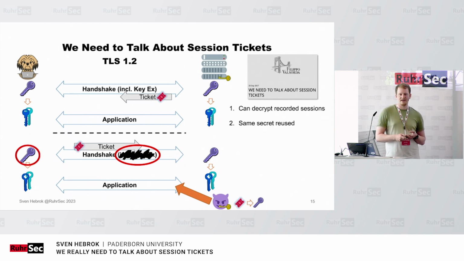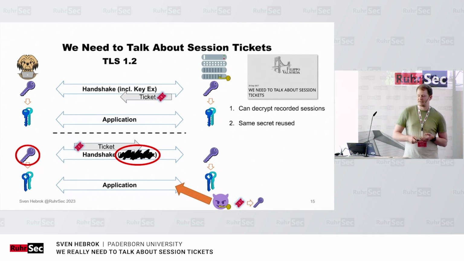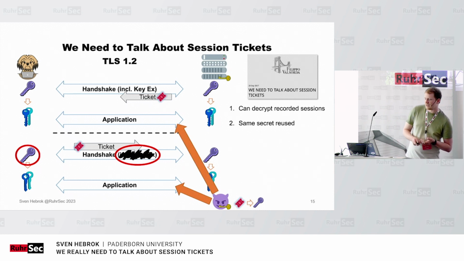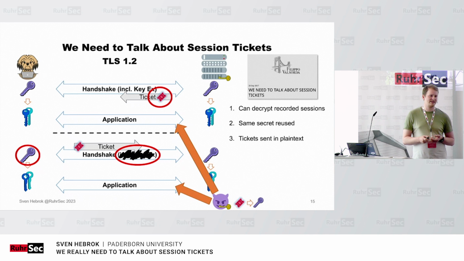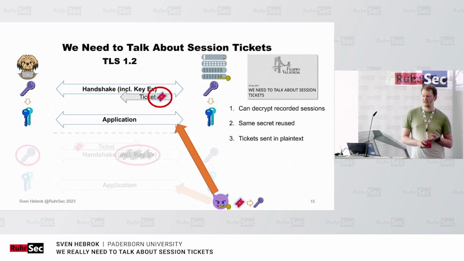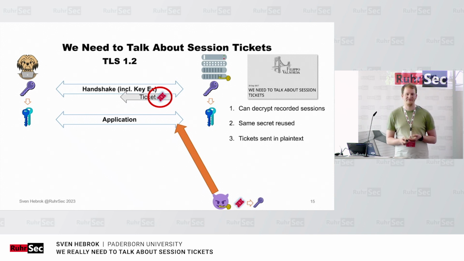Another issue is that the same secret is reused, so because the attacker now has the STEK, the ticket, and the master secret from the second session, they also have the master secret for the first session, so they can also decrypt the first session. And the last nail in the coffin that Valsorda mentions is that the tickets are sent in plain text. So as they already contain the master secret of the first session, we don't even need a resumption. So this attacker in TLS 1.2 can already decrypt the first session. So session tickets have some flaws in them, if the STEK is ever leaked.